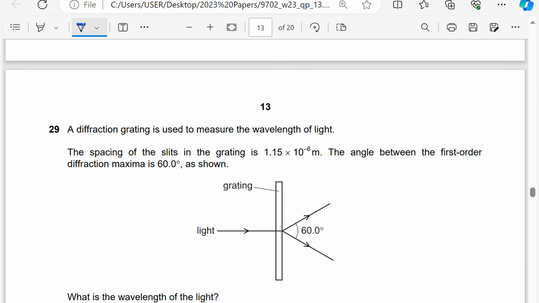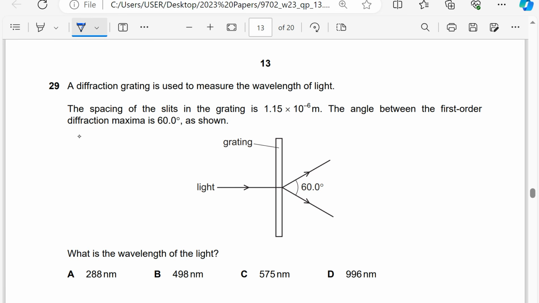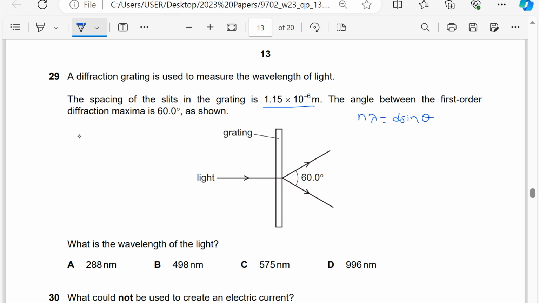A diffraction grating is used to measure the wavelength of light. The spacing of the slits in the grating is 1.15. The first thing that comes into your mind when you see a diffraction grating is that it is given by n lambda equals d sine theta. So what is the wavelength of the light? Theta is the angle measured from the center, so this is going to be 30 degrees. So the wavelength is going to be d. What is d? d is 1.15.